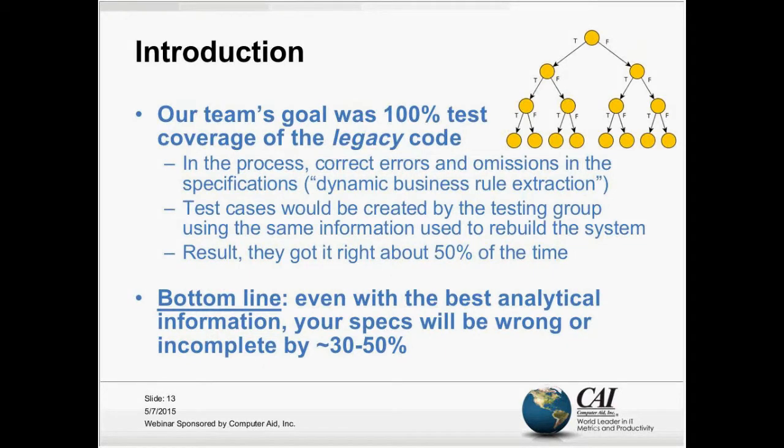But unusually, our group was not allowed to actually create the test cases. We had to write them up the same way that you would write up requirements going into building a system. And then we had to take those requirements to the testing group who would create the actual tests. And here's the most interesting part. To create the tests we specified, they used the same information that was used to build the system from those other three sources. The interesting part here was they got it right about 50% of the time. Bottom line is, even with the best analytical information, your specs will still be wrong or incomplete somewhere on the order of 30 to 50%.